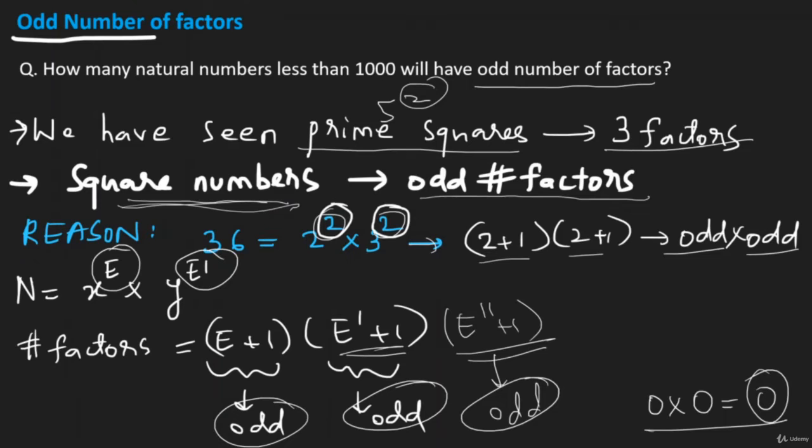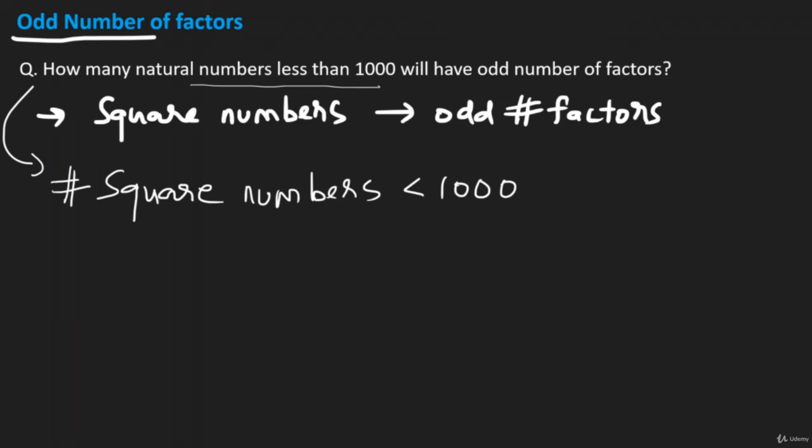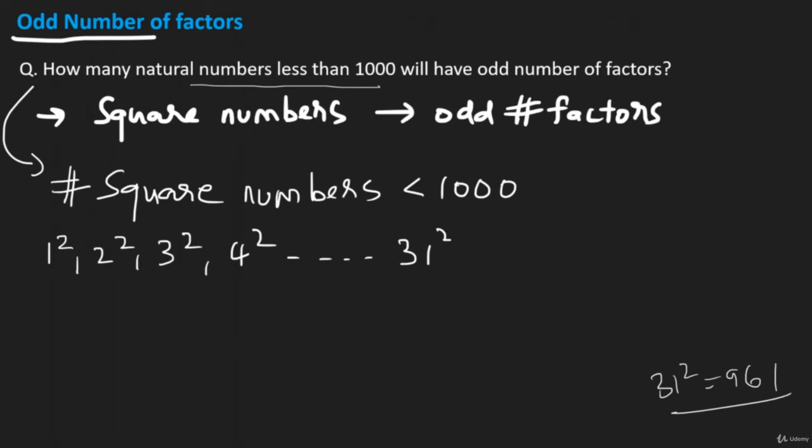All right, let's come back to our question. Now we are given here that the natural numbers should be less than 1000. Therefore we just need to find square numbers that are less than 1000. And we know 31 square is 961. Therefore we just need to find squares up to 31. So 1 square, 2 square, etc. up to 31 square, that's the answer. And you have 31 such numbers.